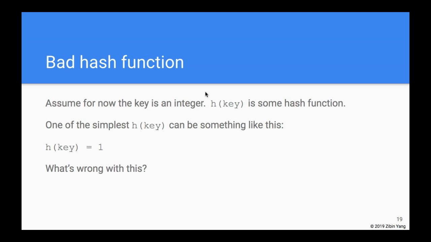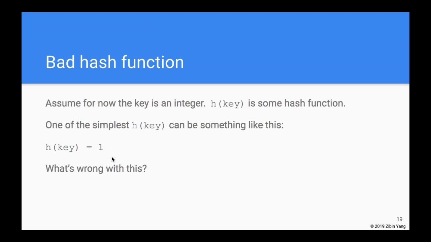Like I said, we will talk about hash functions for integers. So let's assume the key is an integer and the key itself is the input to the hash function. One of the simplest hash functions can be just a constant, whatever the constant is. In this case, it's 1. It could be 10, 100, whatever. It's just a simple hash function.